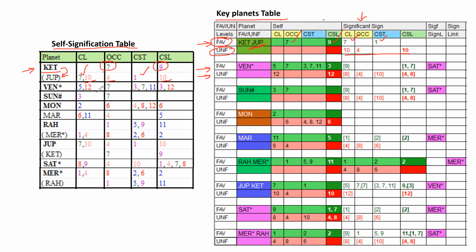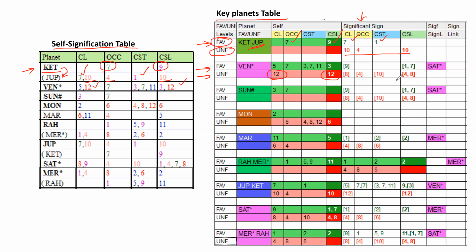You can see for Venus, the 12th lord and 12th sublord are the only unfavorable ones. They are shown separately under the unfavorable row, and the remaining are shown under the favorable row. The grouping CL, OCC, CST, CSL is all the same, but the favorable are shown in one row and the unfavorable in another. So when we are studying a planet for a particular event, favorable houses alone can be seen, and unfavorable houses can also be seen in a separate row.